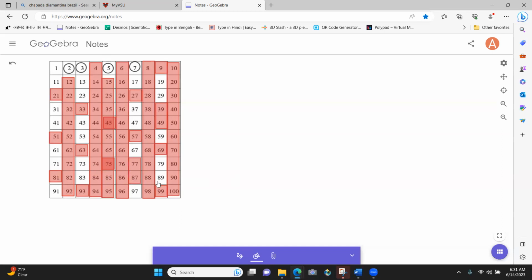84. 1, 2, 3, 4, 5, 6, 7. 91. Okay, 91 is divisible by 7. I have to cross it out. And 1, 2, 3, 4, 5, 6, 7. 1, 2, 3, 4, 5, 6, 7. 98 is divisible by 7. Yes, it is, and it has been crossed out, so we're good.